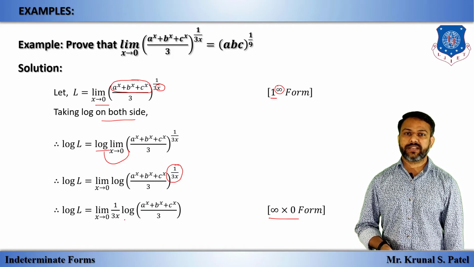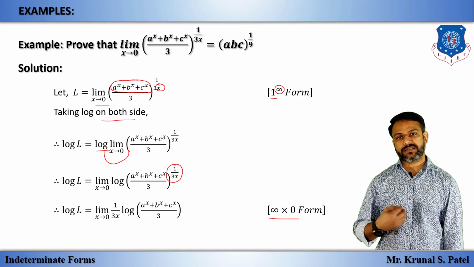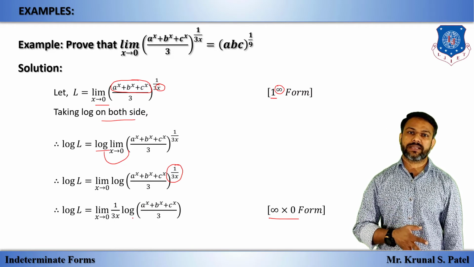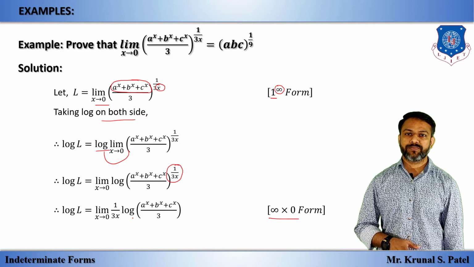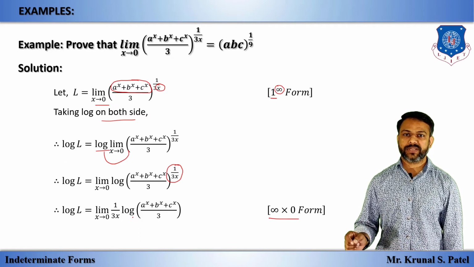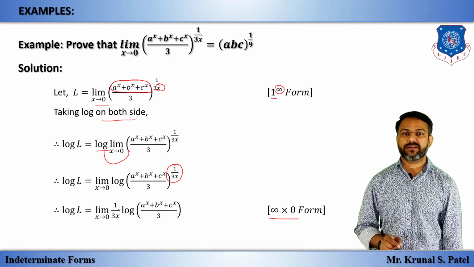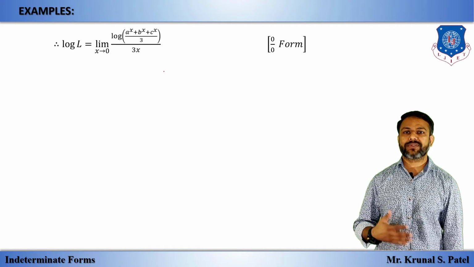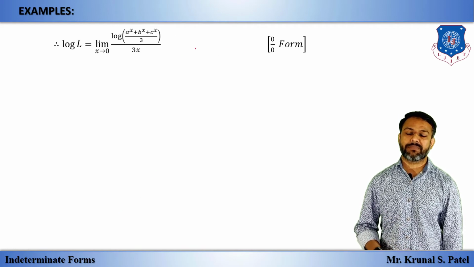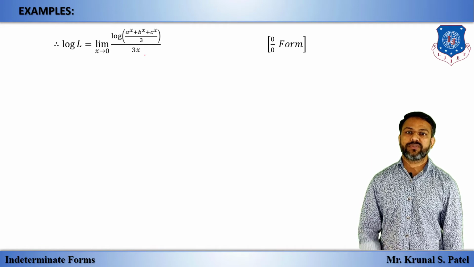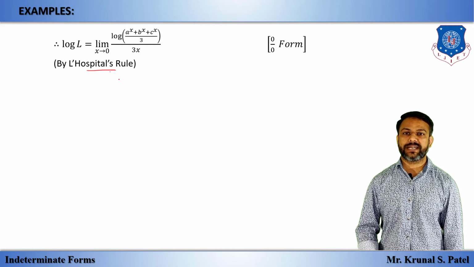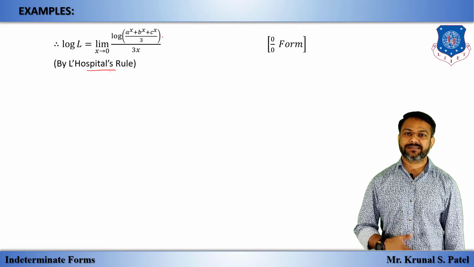So this infinity into 0 form becomes either 0 upon 0 form or infinity upon infinity. But here we have taken this 3x to the denominator, so we have 0 by 0 form. After getting 0 by 0 form, we know that by L'Hopital's rule we have to differentiate numerator and denominator separately.